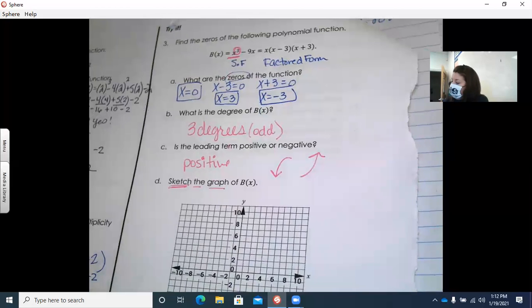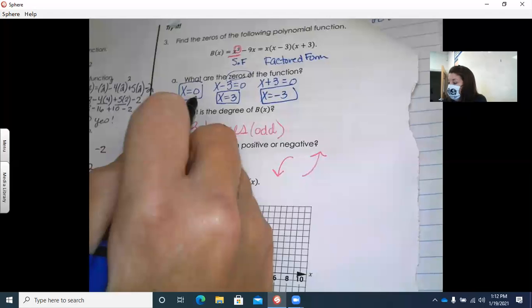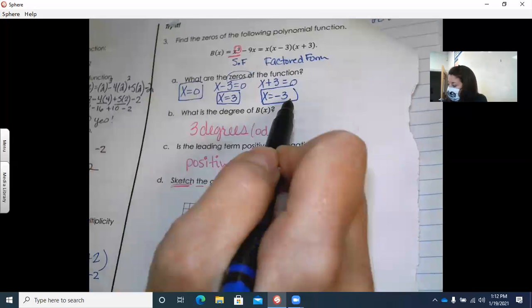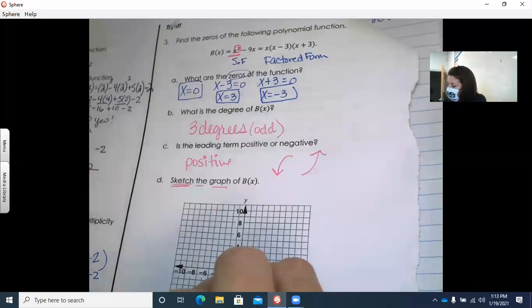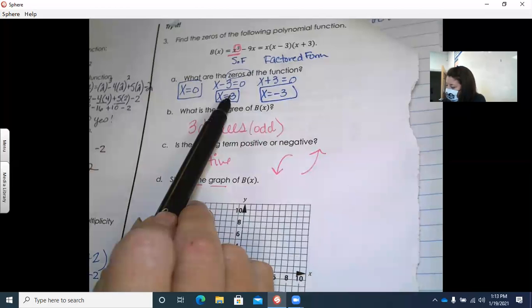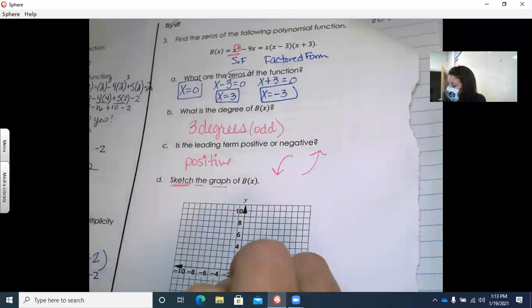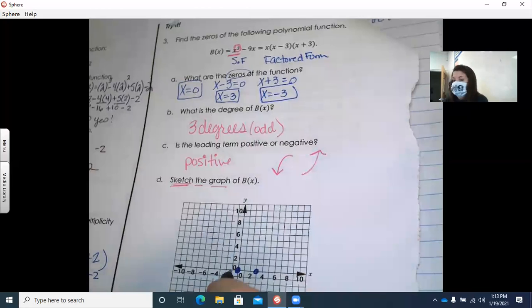So first thing let's do, let's plot these zeros. So remember, these numbers tell us where the graph's going to cross the x-axis. So I'm going to plot those points. So I know it's going to cross the x-axis when x is 0. So I'm going to plot a point there. I know my graph's going to cross the x-axis at 3 because one of my zeros was positive 3. And I know my graph's going to cross the x-axis at negative 3. Those are the only 3 times it's going to cross.